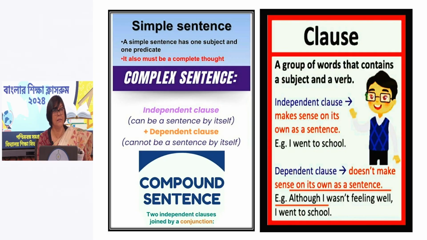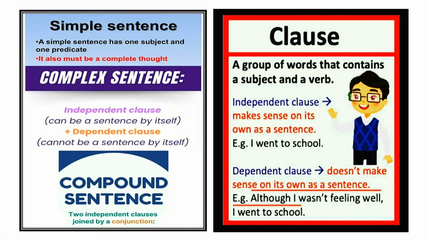What is a complex sentence? In a complex sentence, there is one independent clause, followed by a dependent clause. And now what is a clause? To understand this, a group of words that contain a subject and a verb, like a simple sentence, is also a clause, which makes sense on its own. So in clause, we have two divisions, a dependent clause and an independent clause.